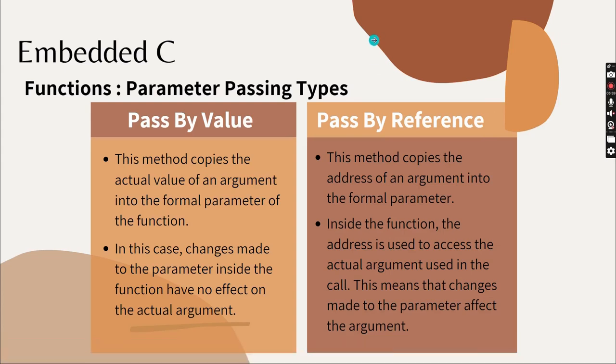For parameter passing, there are two types: pass by value and pass by reference. In pass by value, we directly call the function with the numbers, and in pass by reference, we call the function by the pointers or by the address of the numbers. The pass by value method copies the actual value of the argument into the formal parameter of the function. On the other side, the pass by reference method copies the address of the argument.